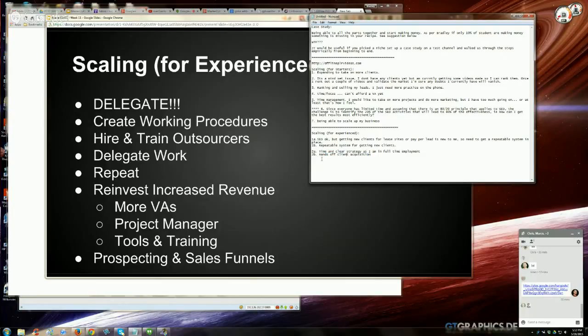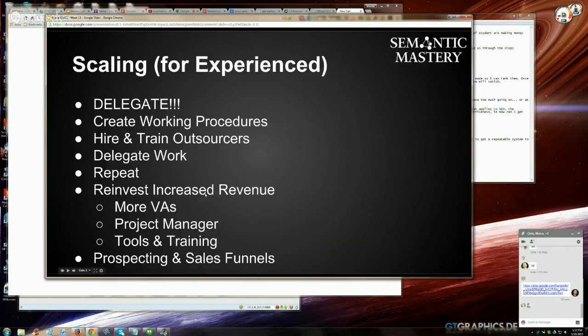What would you like to see more of? Hands-off client acquisition. We can do more of that. We can go more into depth on that, guys, again, if you'd like. We're not going to for a few weeks because I've got training scheduled for the next few weeks. But just go back to the last several weeks of training where we go through prospecting funnels. Okay? So delegate. Scaling for experience.